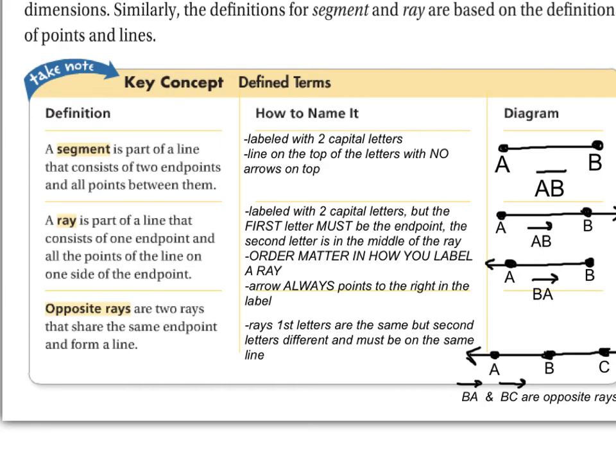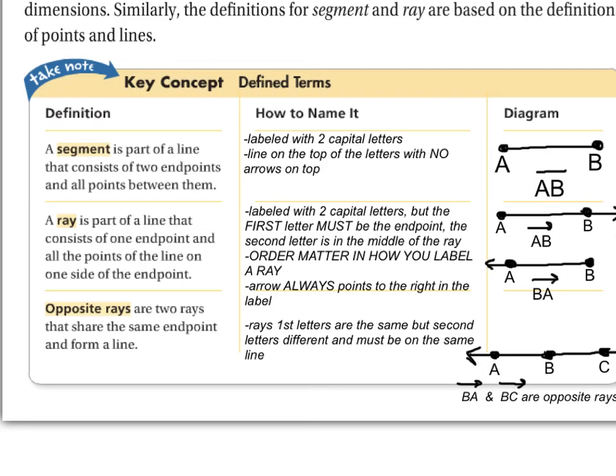Now this one down here is a little bit different. The endpoint is B, because again, it doesn't continue over here. It stops at B. So it goes from B to A, and it keeps going. So B has to be first, because that's the endpoint. Then the second letter is A, but again, you'll notice my arrow is always pointing to the right, even if this one up here is to the left. The arrow on a ray is always to the right.